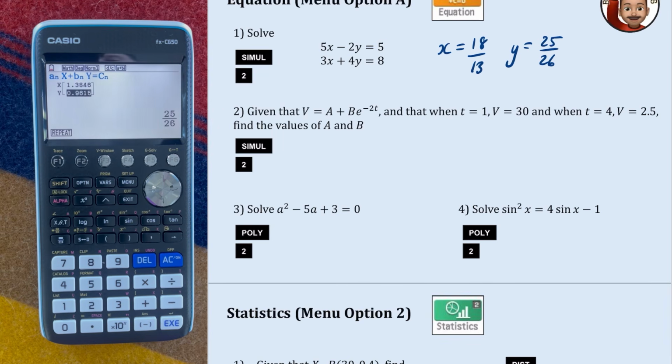And it's something that also you would get full marks for in the mark scheme for this. So it wants us to solve this equation, and it tells us a couple of things about t and v here. So I'm going to start off by subbing them in. So it says when v equals 30, t equals 1, and we want to find out what a and b are. So it would be a plus b e to the -2 times 1, which is just -2.